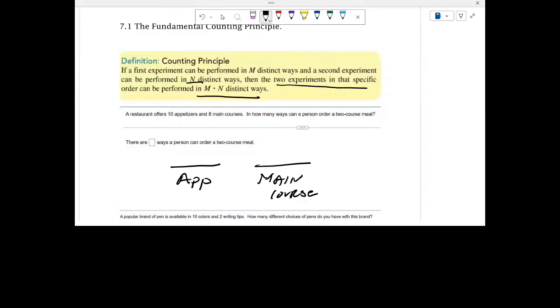So, y'all, how many appetizers do they offer? Anyone know? Number of appetizers is what, 10? And the number of main courses, y'all, is 8. And so all we're going to do, y'all, is multiply those guys together, and you're done. And that's why I say chapter 7.1, guys, is going to be real easy breezy cover girl. All you're going to be doing, my friends, is multiplying here, okay?